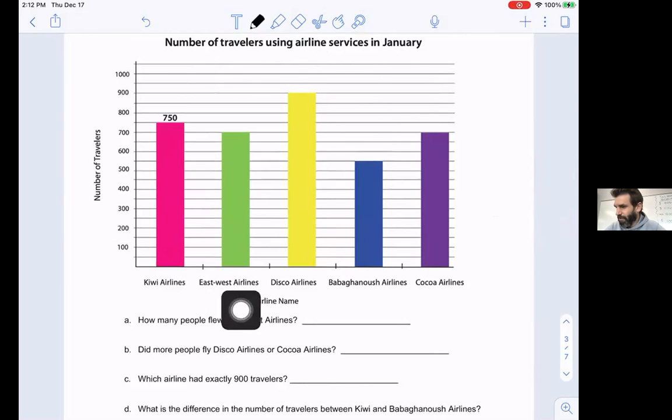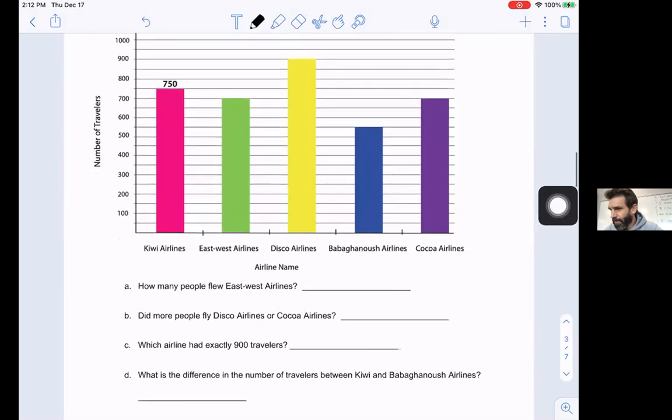So these are 1, 2, 3, 4, 5, I think, made up airlines, and the number of people who flew that airline in the month of January. And I'm seeing 100, 200, 300, 400, and so on. So the middle number here, it looks like I'm going from 0 to 50 to 100 to 150 to 200 to 250. Oh, and this is a little useful. The Kiwi Airlines shows me that 750. It helps kind of keep me knowing what numbers we're using.